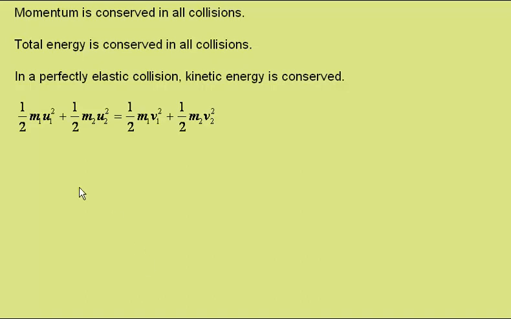So we can say that the kinetic energy before the collision will be equal to the kinetic energy after the collision. So we have half times the mass of body 1 times the initial speed of body 1 squared, plus half the mass of body 2 times the initial speed of body 2 squared, will equal half the mass of body 1 times the final speed of body 1 squared, plus half the mass of body 2 times the final speed of body 2 squared.